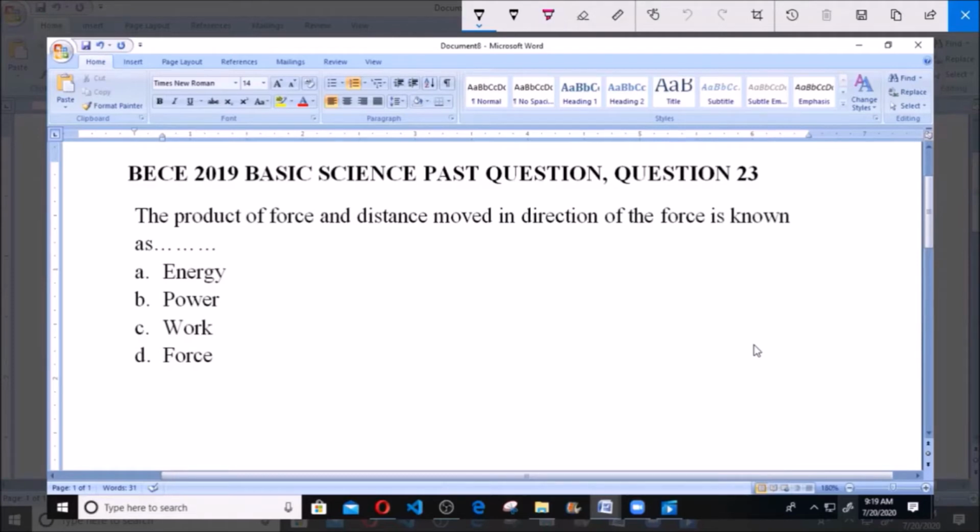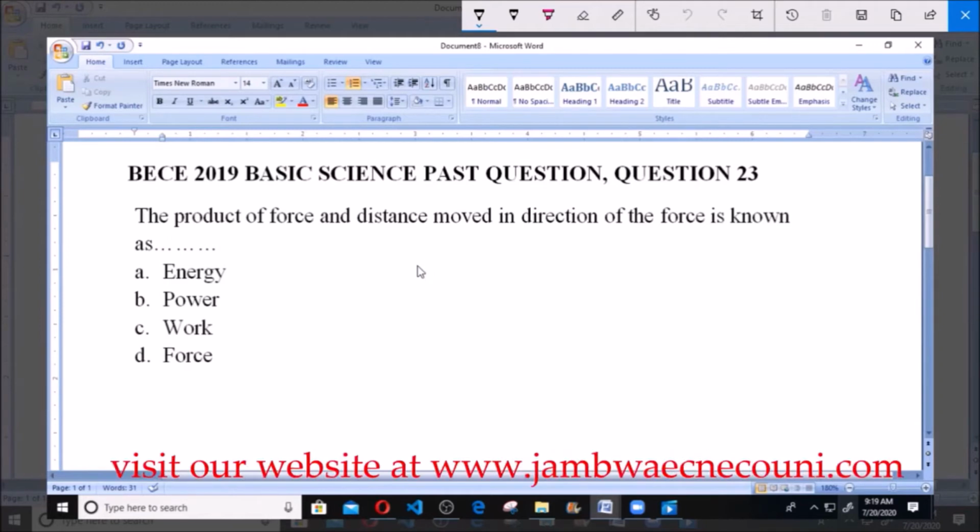BECE 2019 Basic Science Past Question 23. It says the product of force and distance moved in the direction of the force is known as A. Energy, B. Power, C. Work, and D. Force. Now we need to understand the meaning of this concept before we can pick our answer.